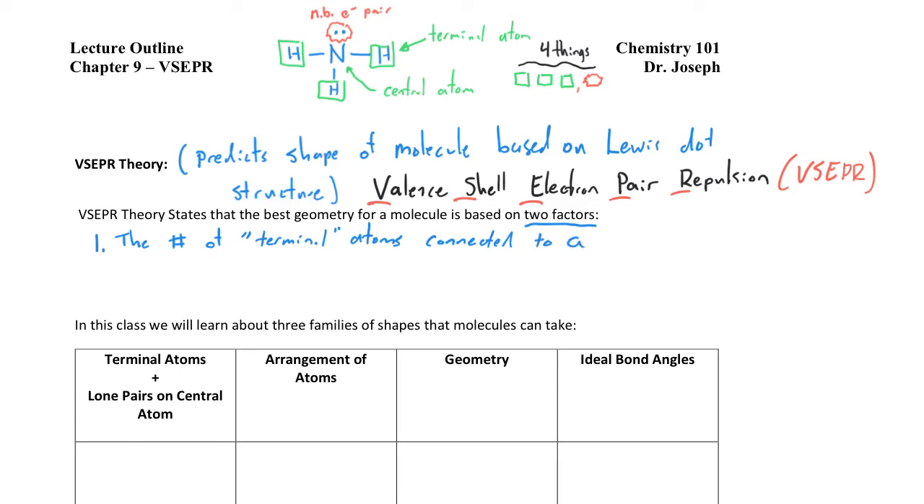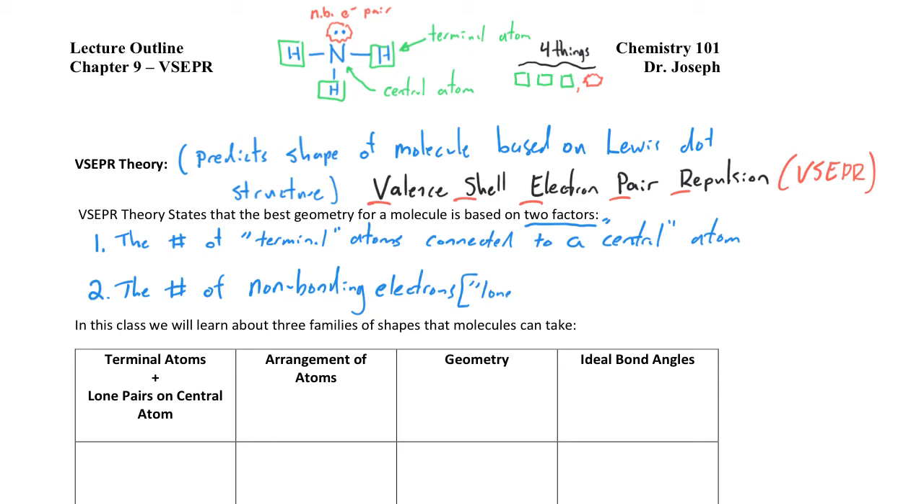Now, there's another factor we have to think about. Not all of the electrons around an atom are going to be bonding. Sometimes we have non-bonding pairs of electrons, and that's the second factor that will determine the shape in VSEPR theory: the number of non-bonding electron pairs also comes into account. So what we're going to end up doing is counting the number of terminal atoms connected to a central atom, and we're going to add into that the number of non-bonding electron pairs. These are also called lone pair electrons.